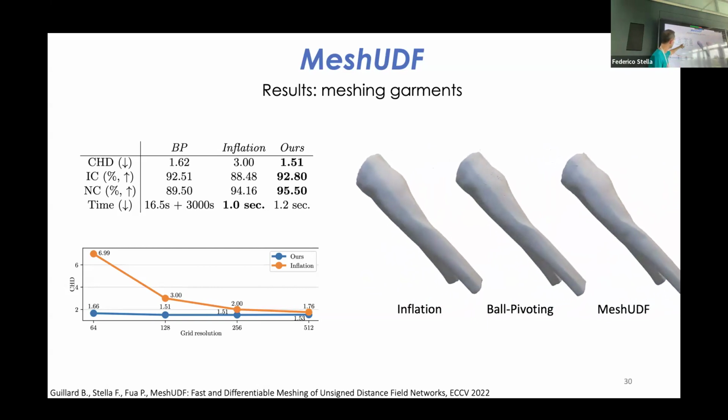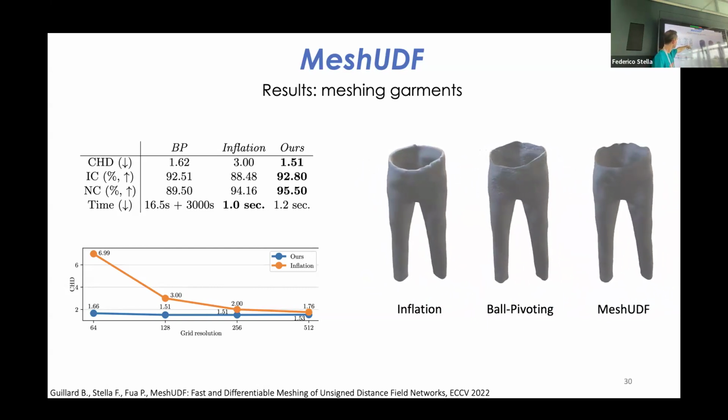You see that we have similar results. Actually, see it here. These are increasing the resolution. We keep the same quality, whereas to get a good quality with inflation, you need to increase the resolution a lot, because the higher the resolution, the closer you are to the surface with the inflation. Ball pivoting already gets very good performance in general, but it's very slow, like 1 second versus 1 hour. A bit different.